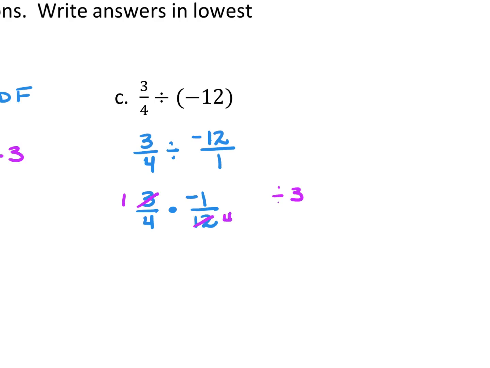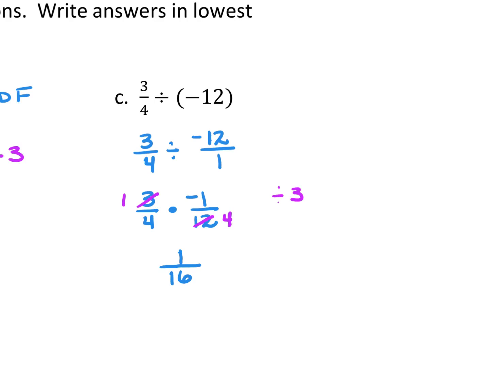12 divided by 3 is 4. And we want to multiply straight across. If we multiply straight across, we get 1 times 1 is 1 over 4 times 4 is 16. Make sure that you keep the numerators in the numerators and the denominators in the denominators.